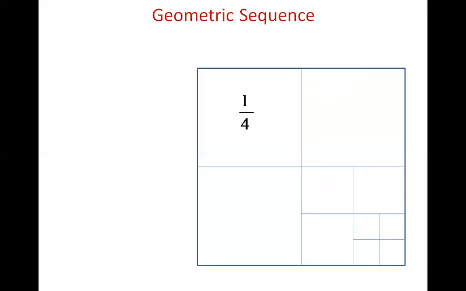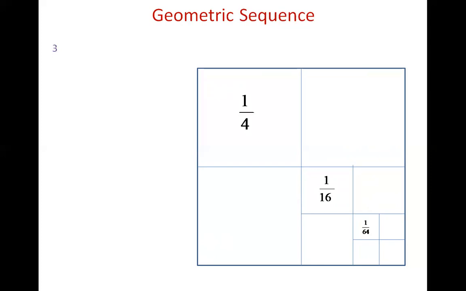Again, if the 1 by 4 part is divided into 4 equal parts, then you will get 1 by 16. Again, if 1 by 16 is divided into 4 equal parts, that is, you divide 1 by 16 by 4, or you multiply with 1 by 4, you will get 1 by 64. Here 1 by 4, 1 by 16, 1 by 64 form a geometric sequence. If you multiply a term with 1 by 4, we get the next term. If you multiply its preceding term with 1 by 4, we will get this sequence.